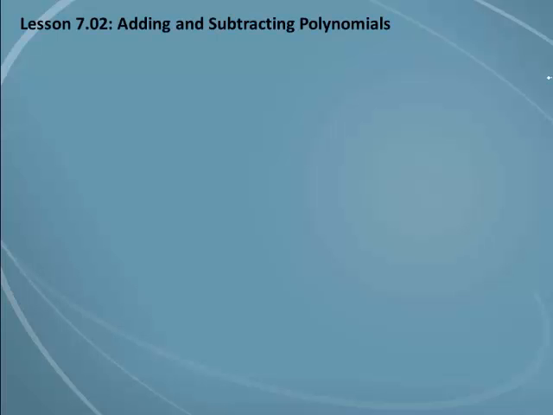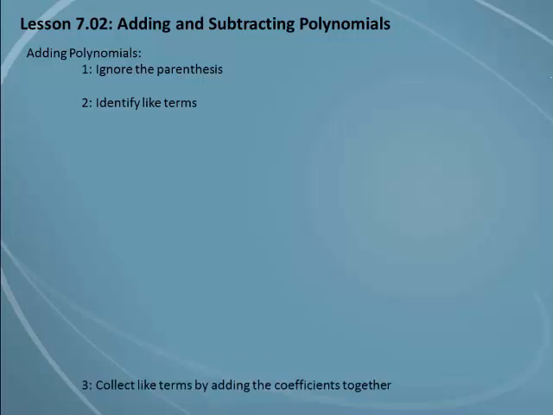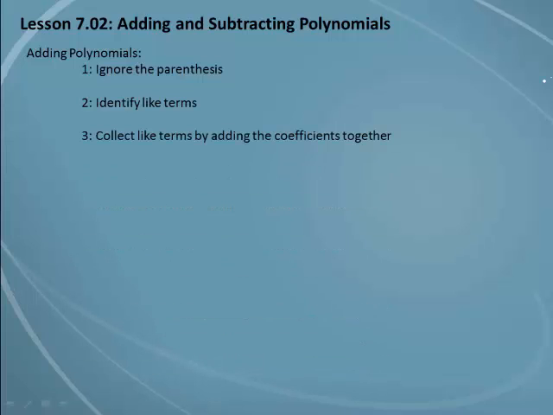Lesson 7-2, Adding and Subtracting Polynomials. In the last lesson we talked about what it was to be a polynomial. Now we're going to talk about adding and subtracting polynomials. When adding polynomials, we ignore the parentheses, identify our like terms, and collect like terms by adding the coefficients together.